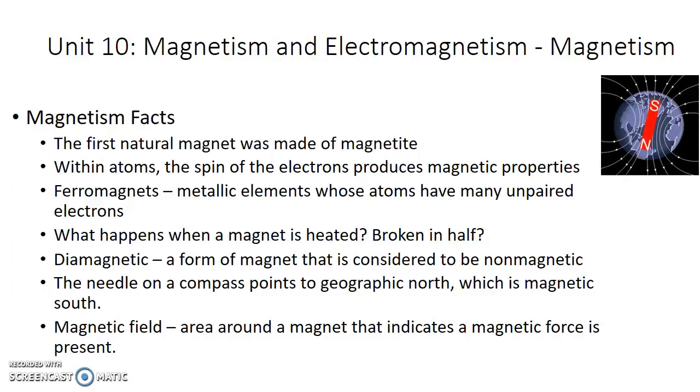Diamagnetic is a form of magnet that is considered to be non-magnetic. The needle on a compass points to geographical north, which is magnetic south. And then the magnetic field, the area around the magnet, indicates the magnetic force is present.